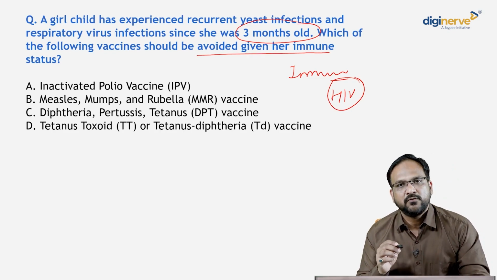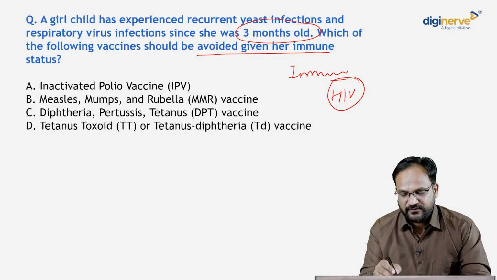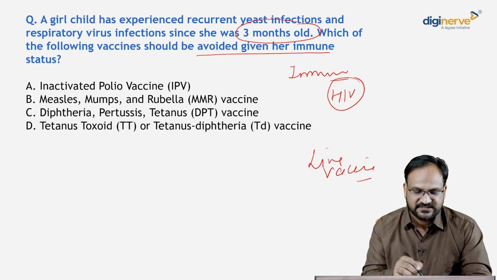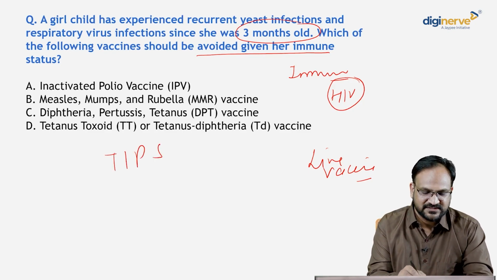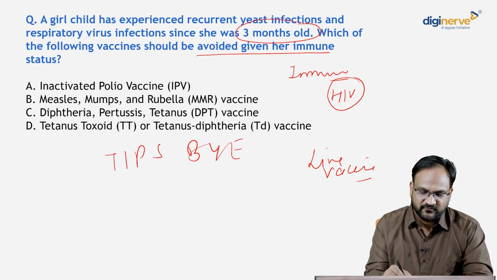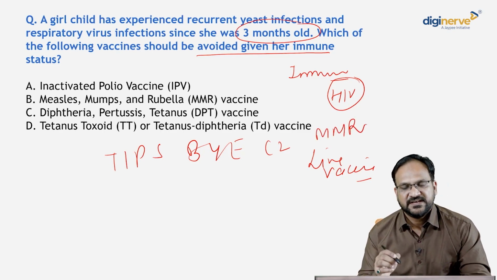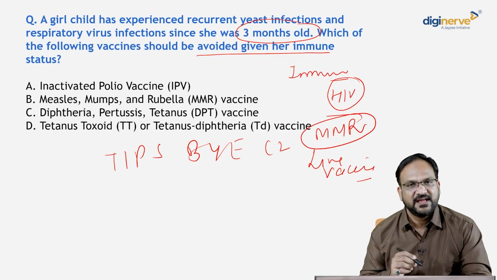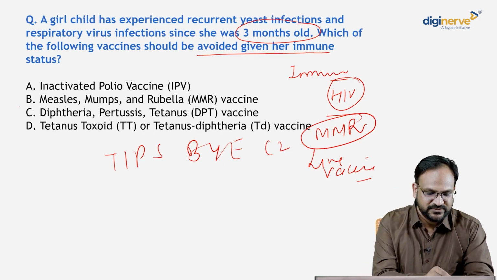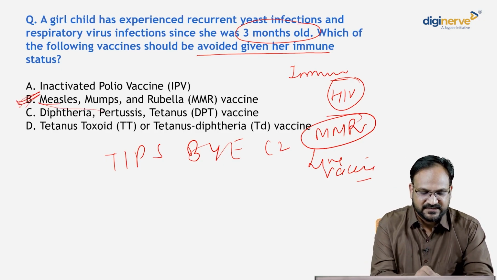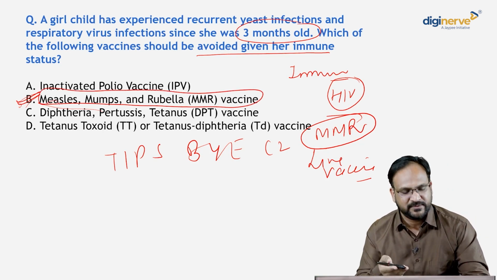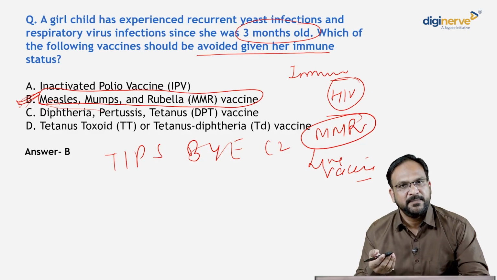So in immunocompromised status, we should avoid the live vaccines. And what are the live vaccines? I told you the trick of live vaccine when I was teaching you vaccination. So you can see that MMR is a live vaccine directly here. So in this option, MMR is a live vaccine. It should be avoided in case of immunocompromised status. So answer will be B here.